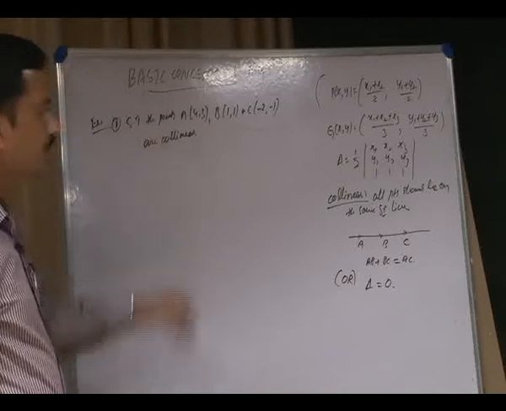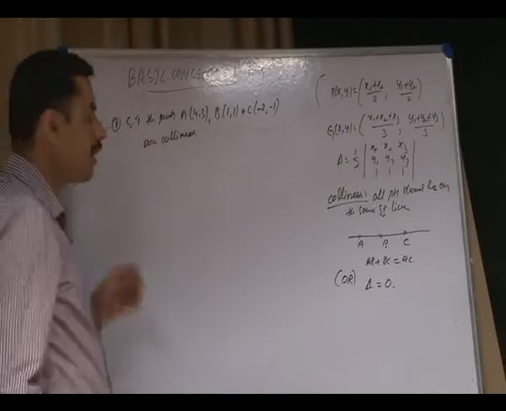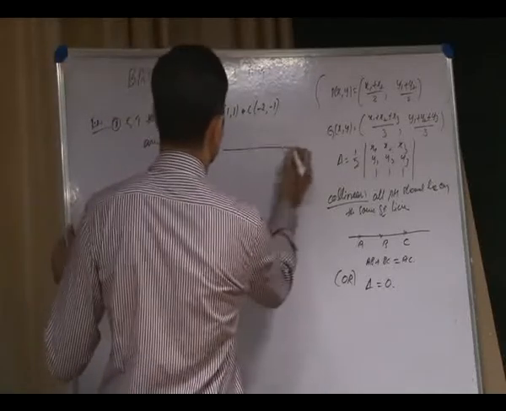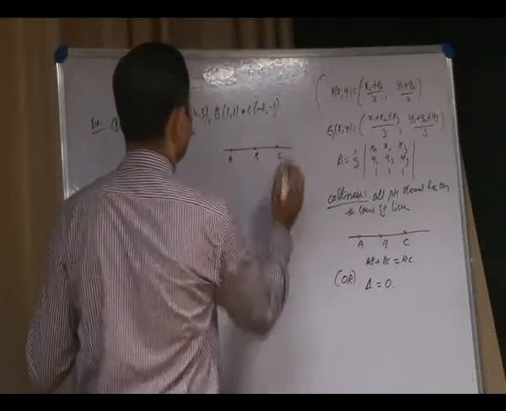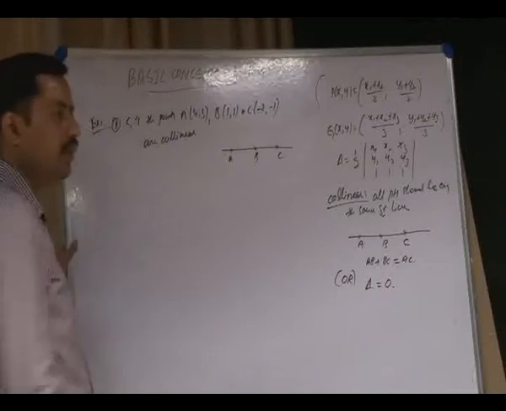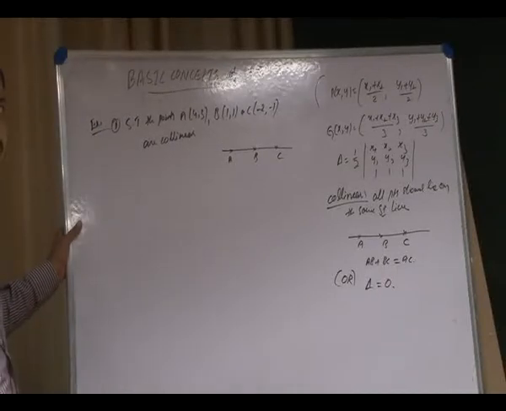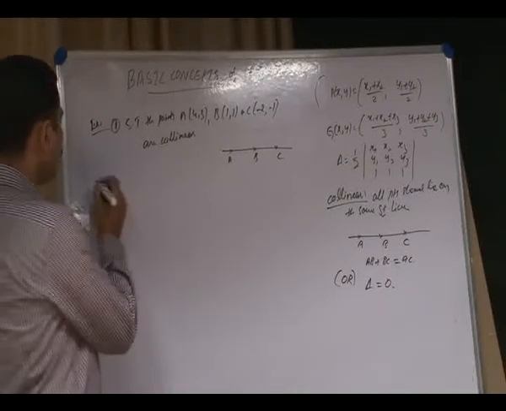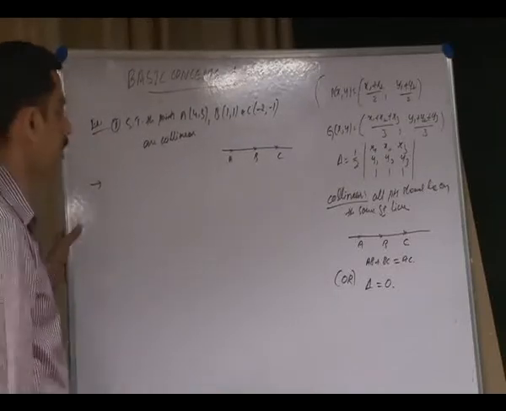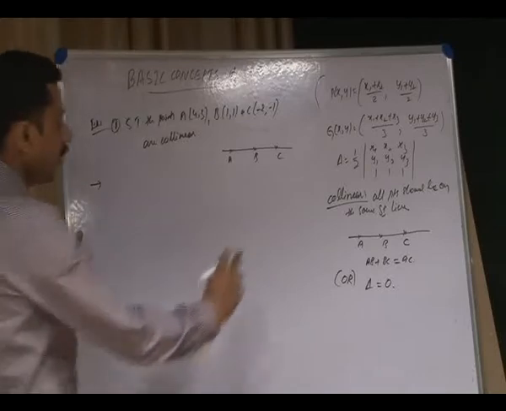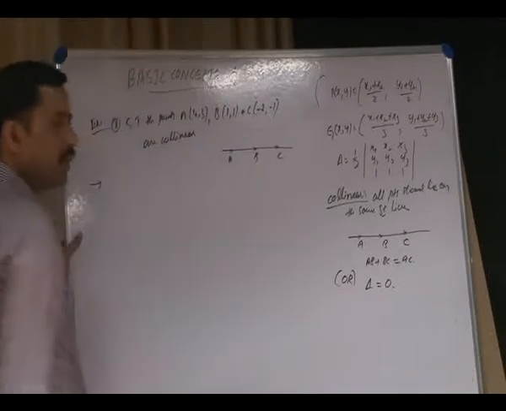So, we have to prove that these points are collinear. Collinear means all points should lie on the same straight line. Suppose this is A, B and C. If these 3 points are on one straight line, then these 3 points are said to be collinear. So, as the first method, I will use the distance formula to prove the collinear property. For the distance formula, we have to calculate the distances AB, BC and AC.